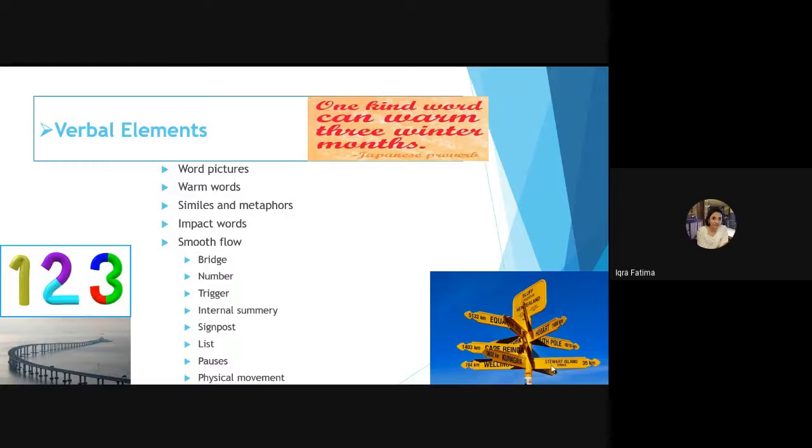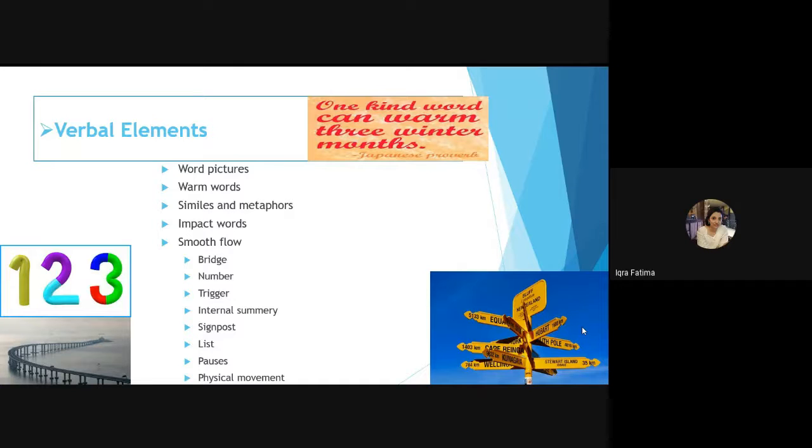So fifth one is smooth flow. How you can have a smooth flow in your presentation to make a connection and a movement of your different ideas within a presentation very smoothly and very effectively. There are different techniques to add flow and smoothness in your presentation. These techniques are called different transitional words. You can use different transitional words to join the words and join the sentences as well.